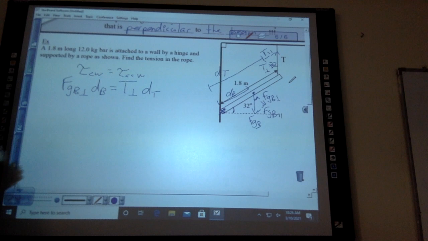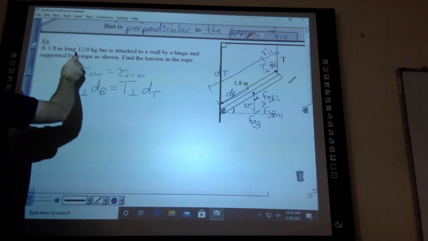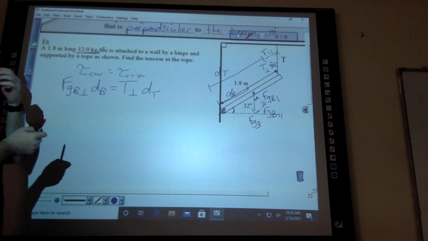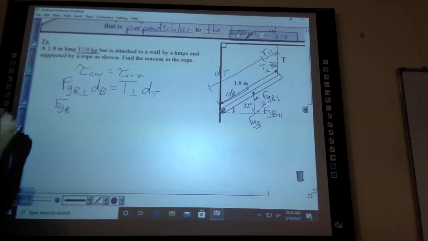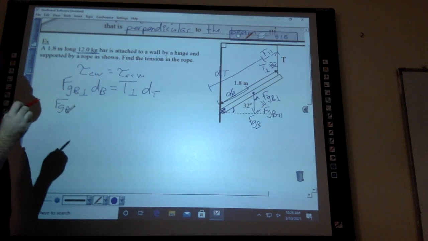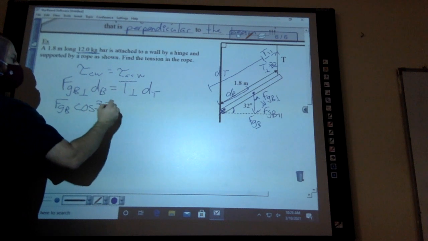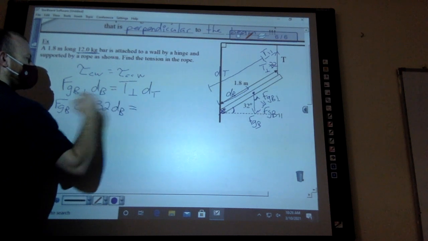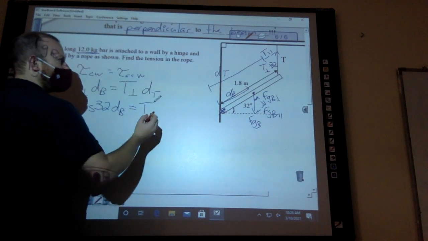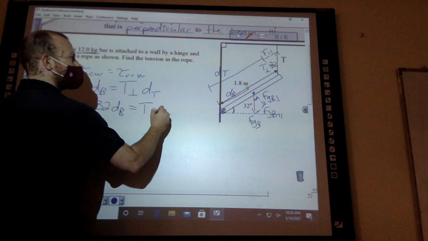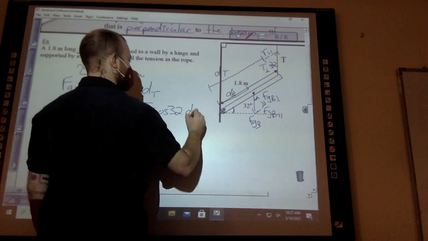Now let's do some substitution with values I know, because I know the force of gravity of the beam, or I can calculate that because we're given the mass. So this is just force of gravity of the beam times, is it sine or cos in this case? This time it's cos. Cos 32 times d_B equals tension perpendicular. I don't want tension perpendicular. I want the tension total. So this is T cos 32 times d_T. That's a value I know.